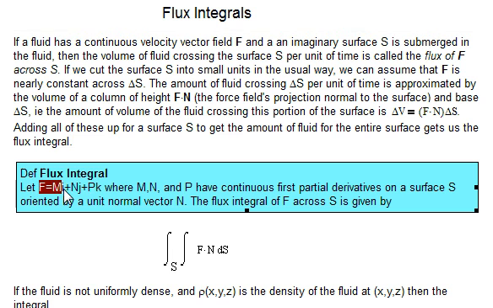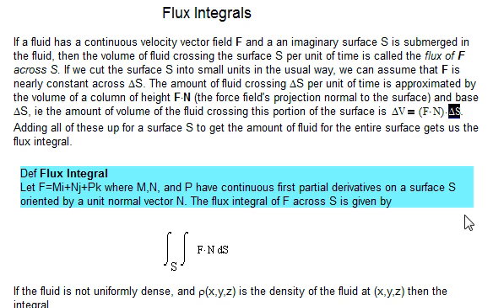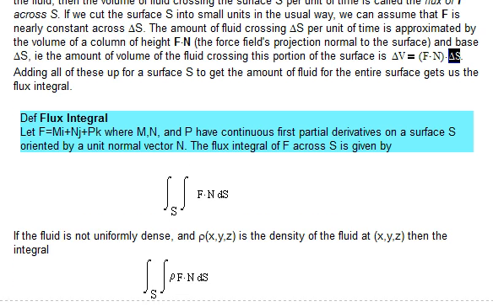So here's our vector force field. M, N, and P have continuous first partial derivatives on a surface S oriented by a unit normal vector n. Then the flux integral of F across S is given by the sum of F dot n dS. Think about the dS being when these approach 0, that turns into a dS, and you can see that S would be some double integral representing the surface.